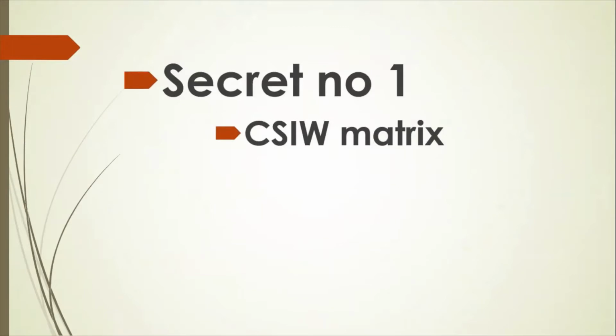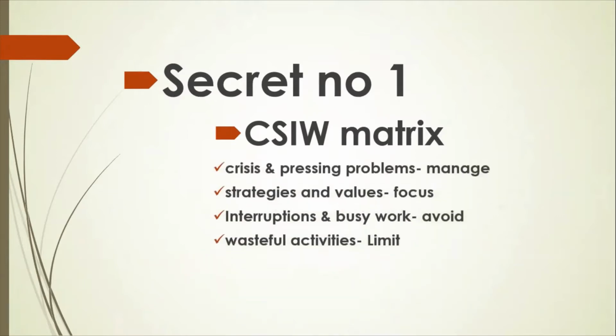the CSIW matrix. In this CSIW matrix, C means crisis and pressing problems, which need to be managed. S stands for strategies and values, which need to be focused on. You need to avoid interruptions and busy work, which I stands for. And W stands for wasteful activities, which have to be limited in your day-to-day routine.